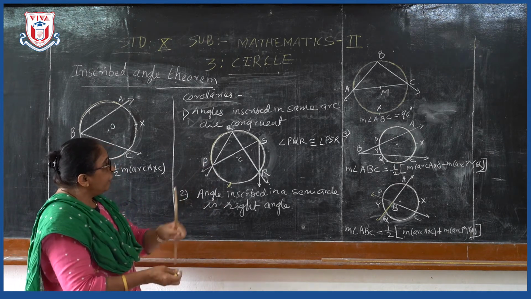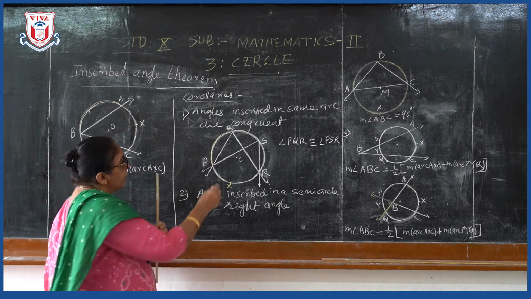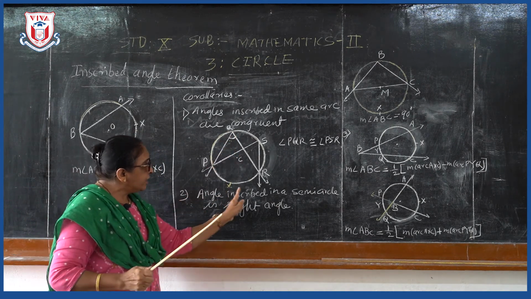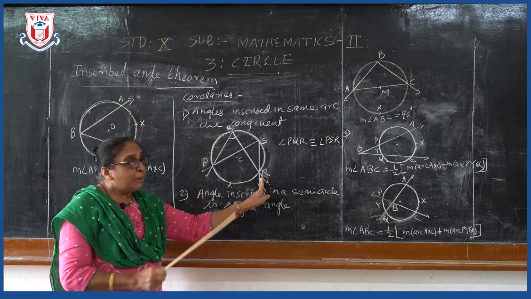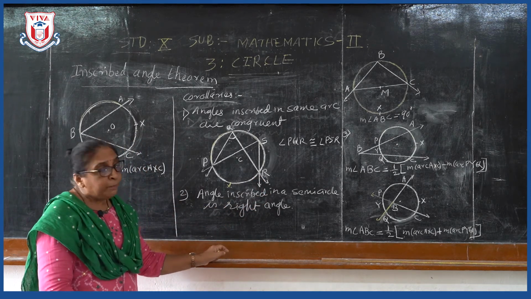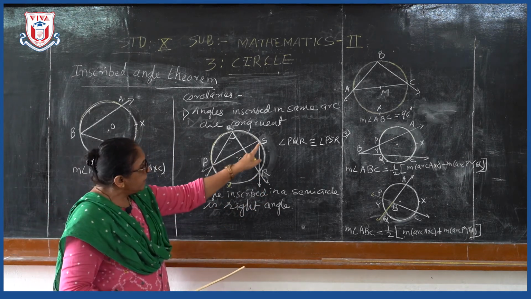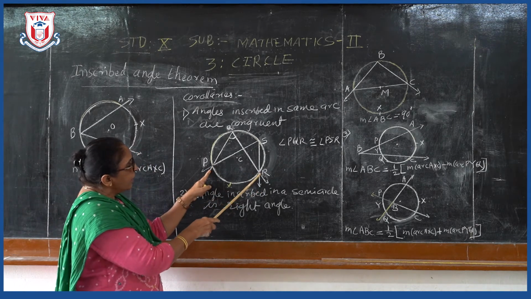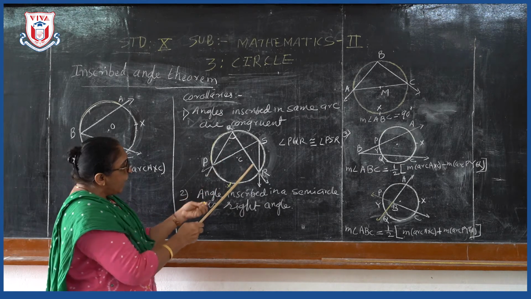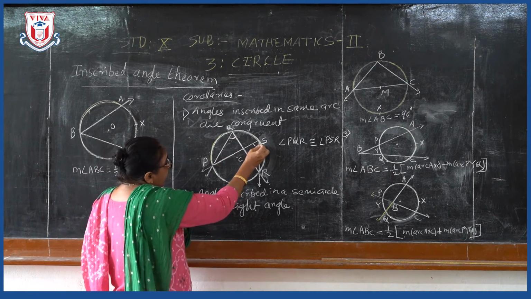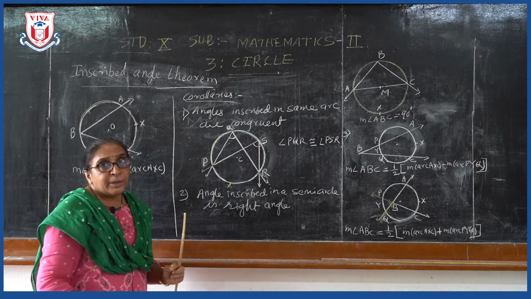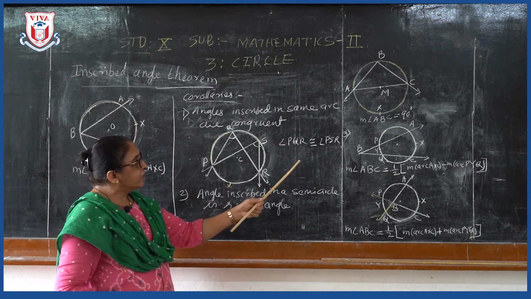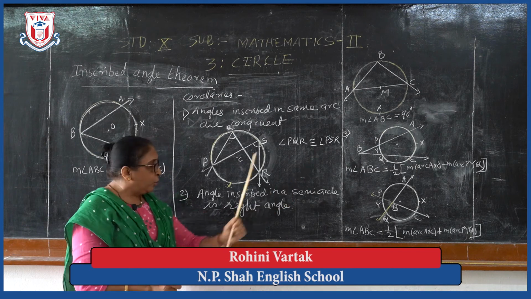Now, see, if you want to write the measurement of angle PQR, it will be half of its intercepted arc PXR by using the inscribed angle theorem. Similarly, angle PSR is also half of major arc PXR. When both the angles are half of the same intercepted arc, that means they are congruent. So, angles inscribed in the same arc are congruent.